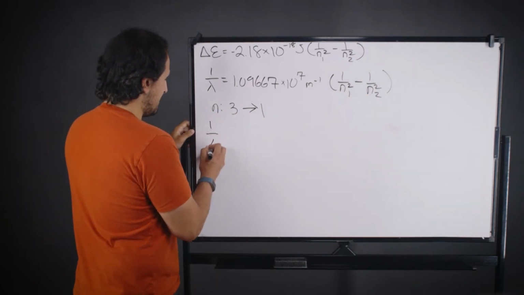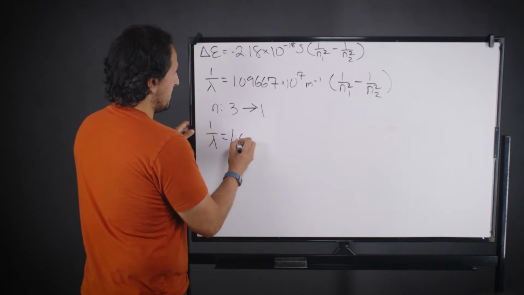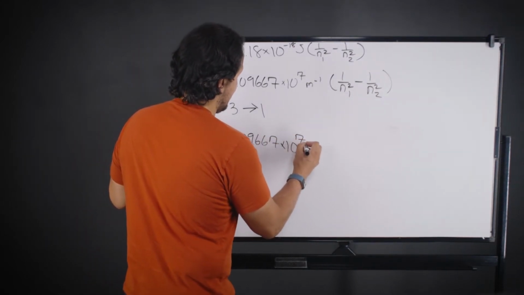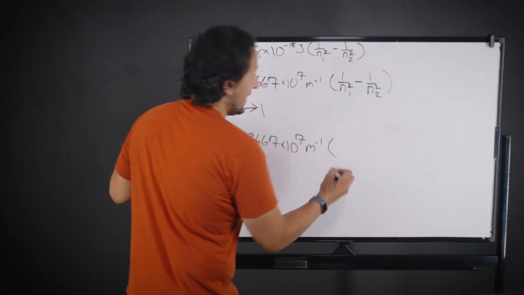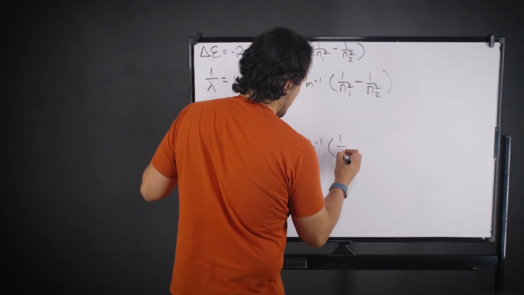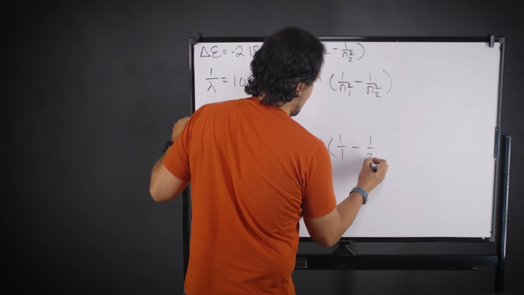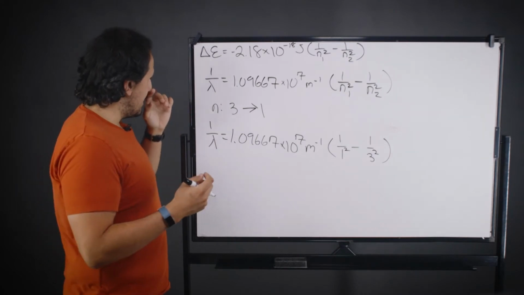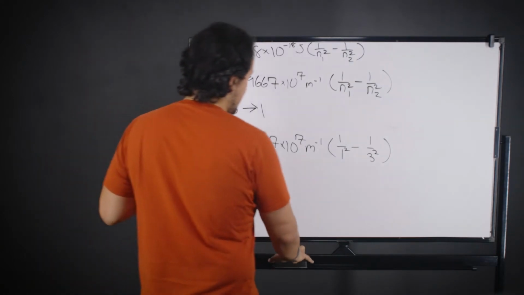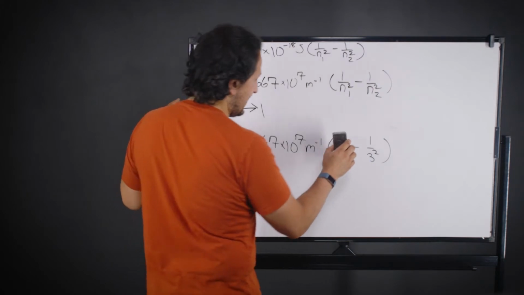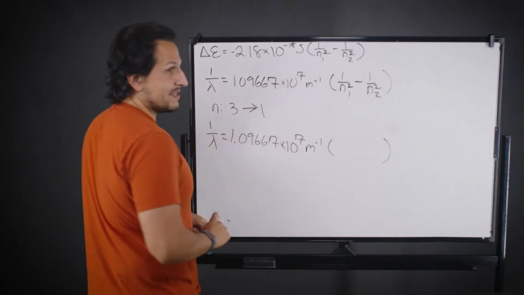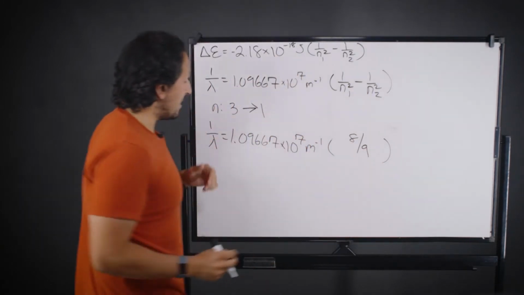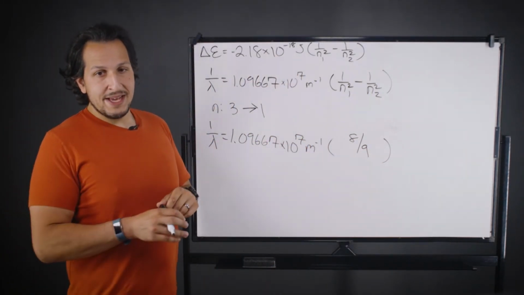So what you can do is, 1 over lambda is 9.6667 times 10 to the 7, times 1 over 1 squared minus 1 over 3 squared. And we'll put the squared in there, which we know is 1 over 9. So what we can actually do is erase this and just put in 8/9. 1 minus 1/9 is 8/9. This will just make solving the problem a little bit more expedient.